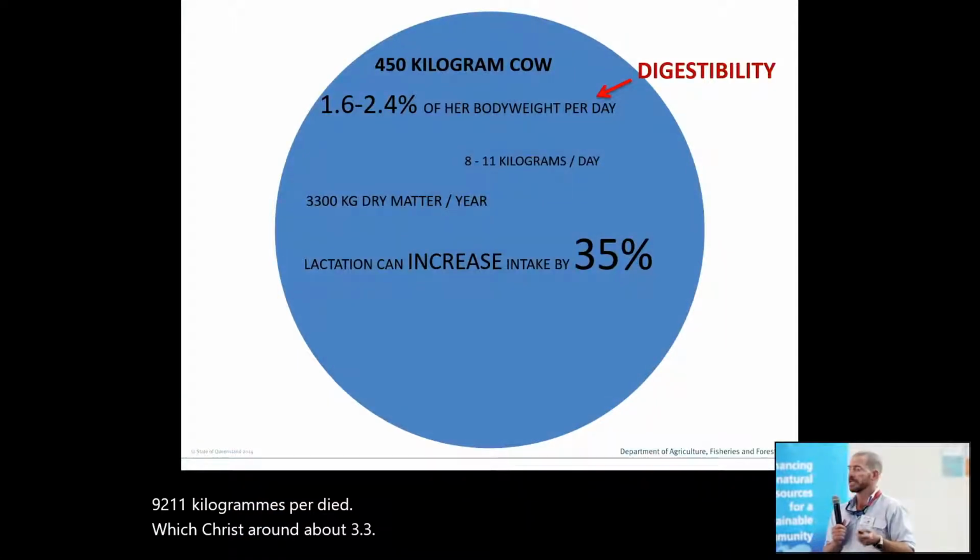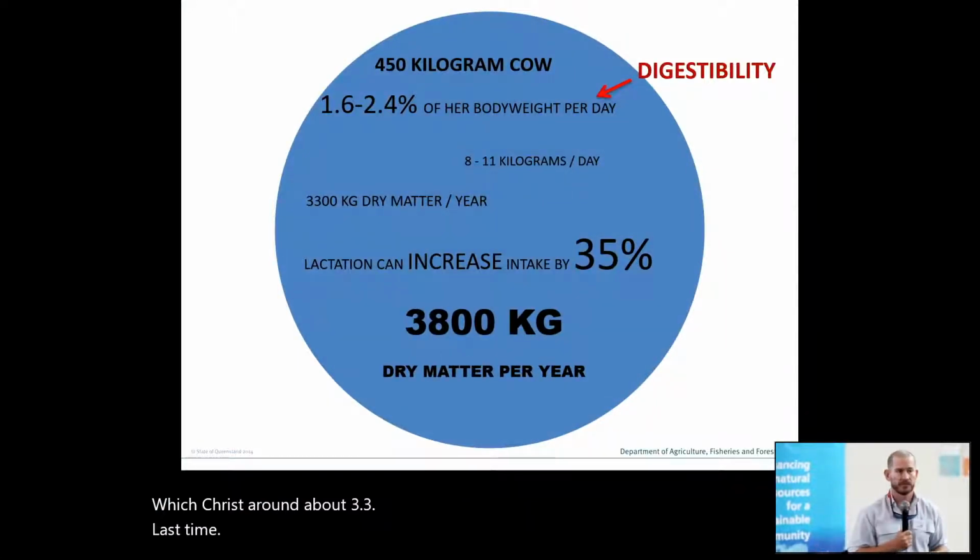Okay, let's just go through this. There's a little bit of maths. We have one 450 kilogram cow, or that steer. He's probably a bit heavier than 450 kilos. The variation in intake doesn't seem like very much. It's 1.6% to 2.4% of his or her body weight. That's actually a big variation, and what influences it? Once again, digestibility. That's between 8 to 11 kilograms per day, which equates to around 3.3 tonnes of dry matter per year. If she's a cow and she's lactating, we increase that by 35%, so it's around 4 tonne.